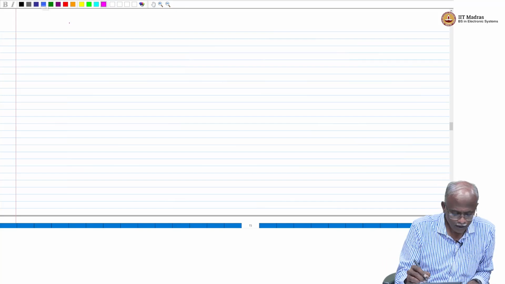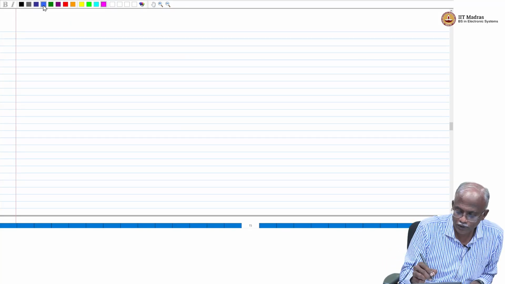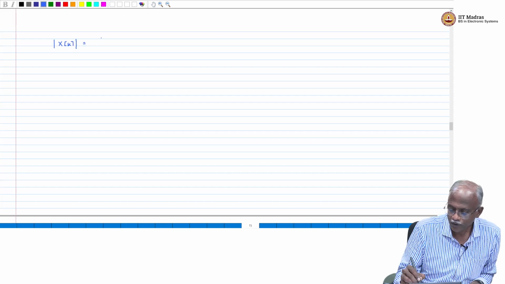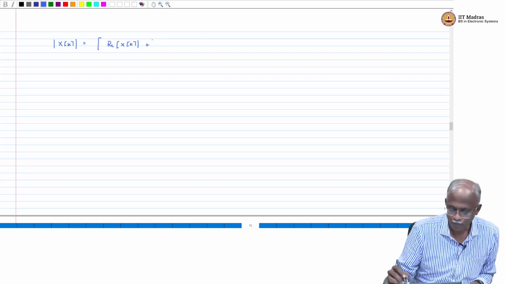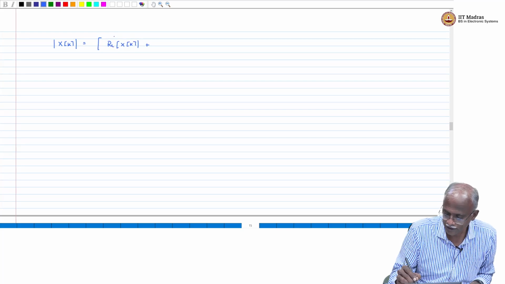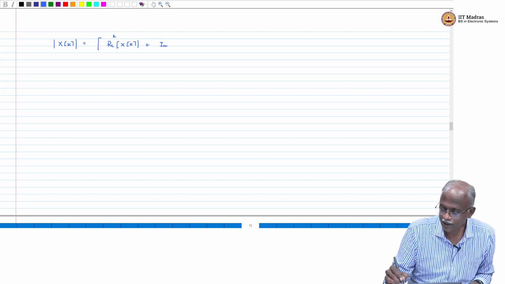And the magnitude of x of k will be equal to the real part of x of k plus the real part squared and imaginary part of x of k.